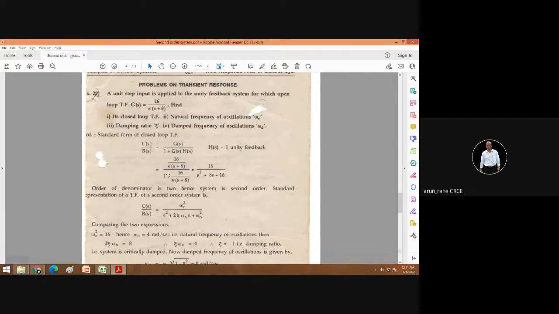And if you compare with the table, if you remember, if zeta is 1, then the system is critically damped, and the damped frequency is 0. That means, as the system is critically damped, there is no oscillation and hence omega d is 0. Since there is no oscillation, there will be no frequency. Okay, so you got all these four.